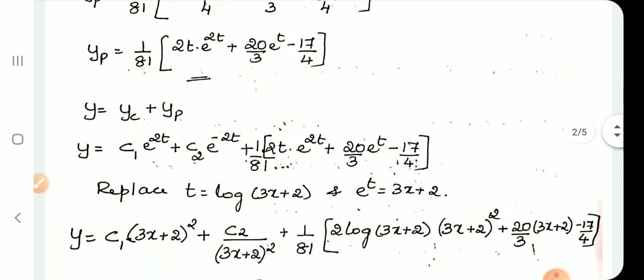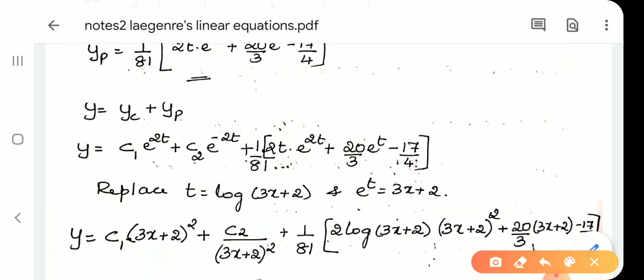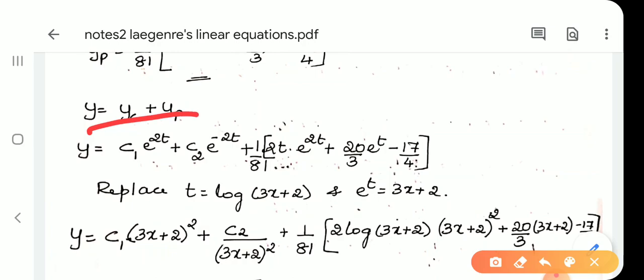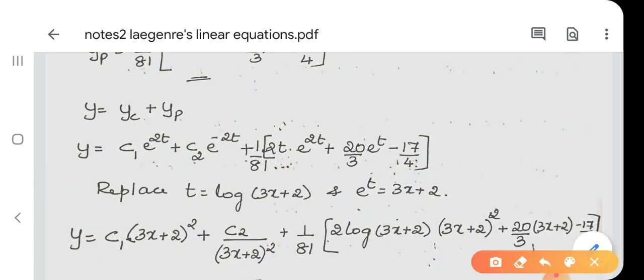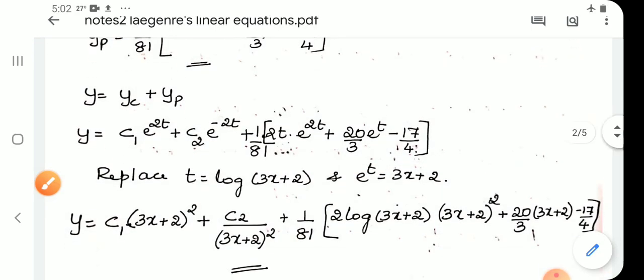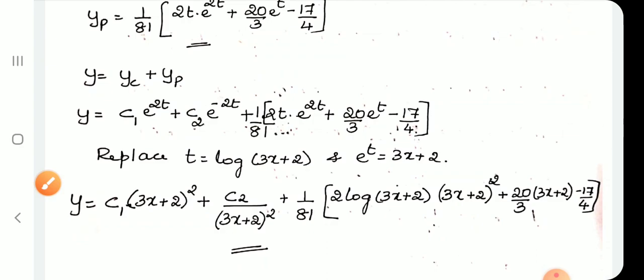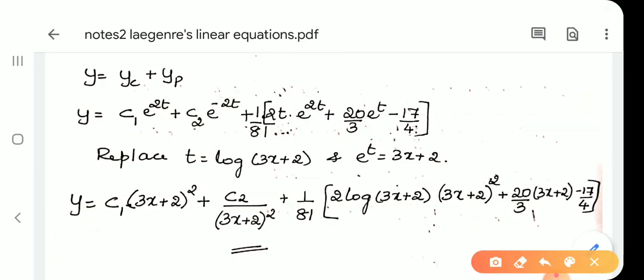So we know that the final general solution is y is equal to yc plus yp. So if we substitute the values, we get c1 e power 2t plus c2 e power minus 2t plus 1 by 81 into 2t e power 2t plus 20 by 3 e power t minus 17 by 4.